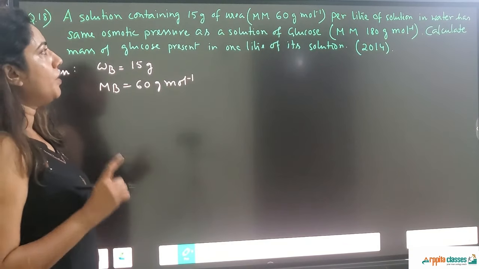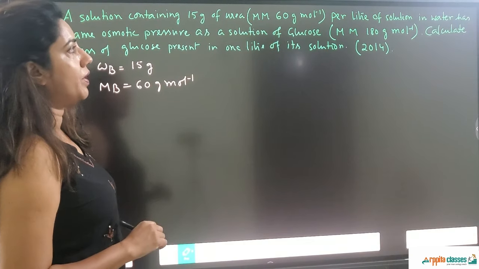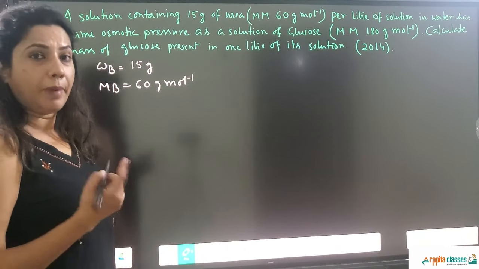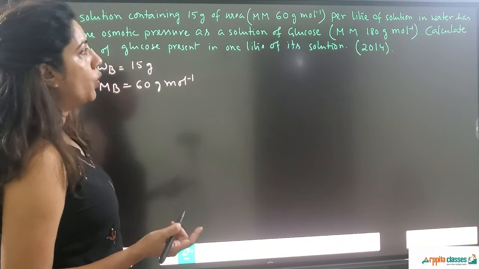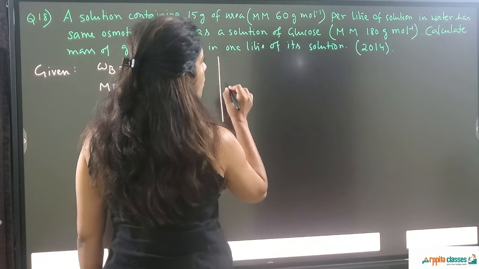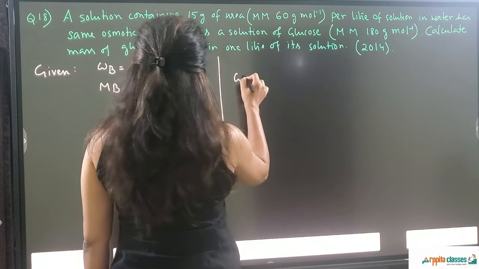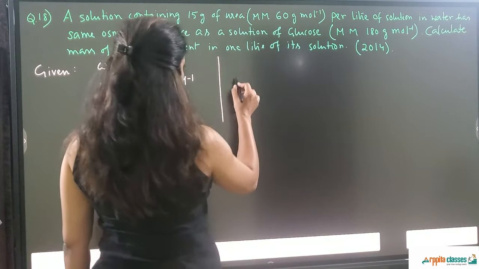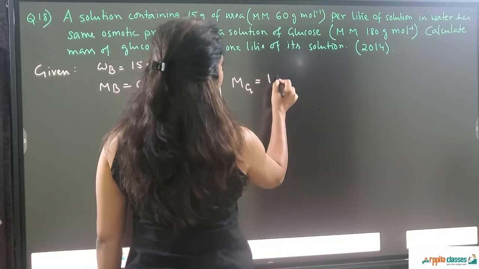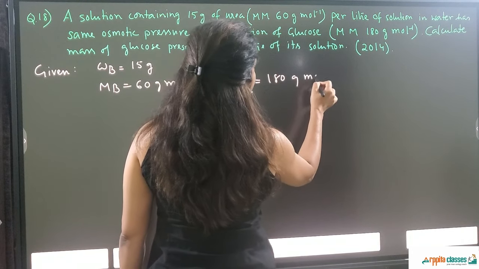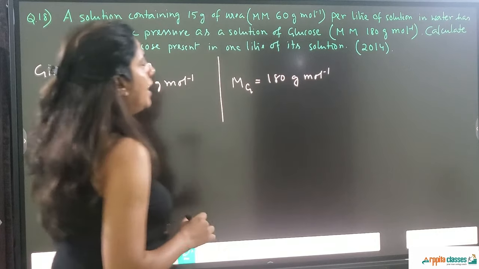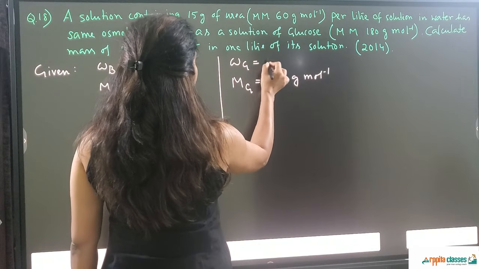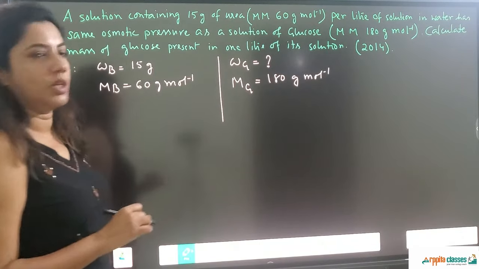A solution containing 15 gram of urea, per liter of solution in water, has the same osmotic pressure as a solution of glucose. For glucose, we can write the molar mass Mg as 180 gram per mole. This is given, and we calculate the mass of glucose present, Wg, in 1 liter of the solution.